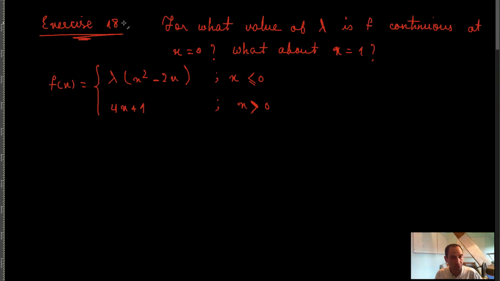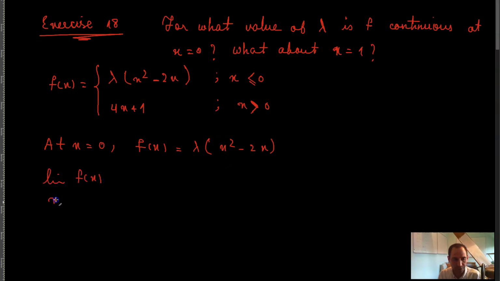Okay, so this is again the same question. What I need to do is calculate the value of f of x at, for example, x is equal to 0, right? At x is equal to 0, f of x is equal to lambda times x squared minus 2x. And the limit of f of x as x tends to 0 from the right, going for values greater than 0, would be the limit of 4x plus 1 as x tends to 0, which is equal to 1. 4 times 0 is equal to 0, plus 1 is equal to 1.